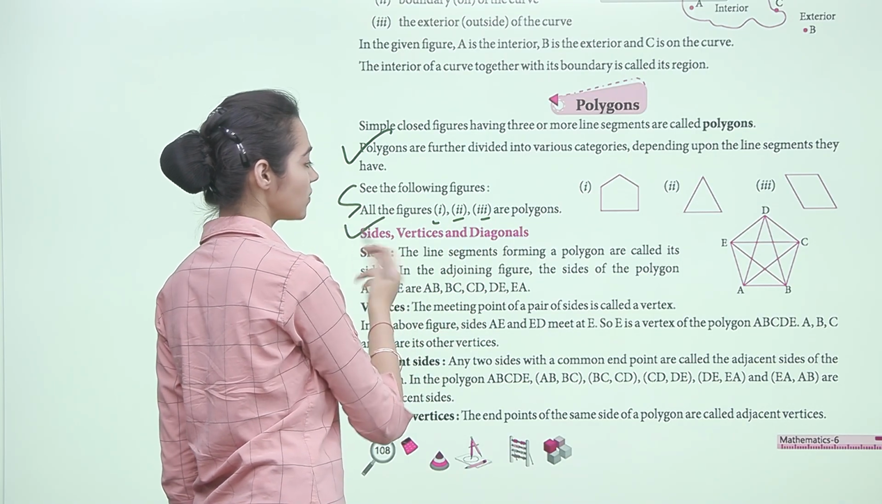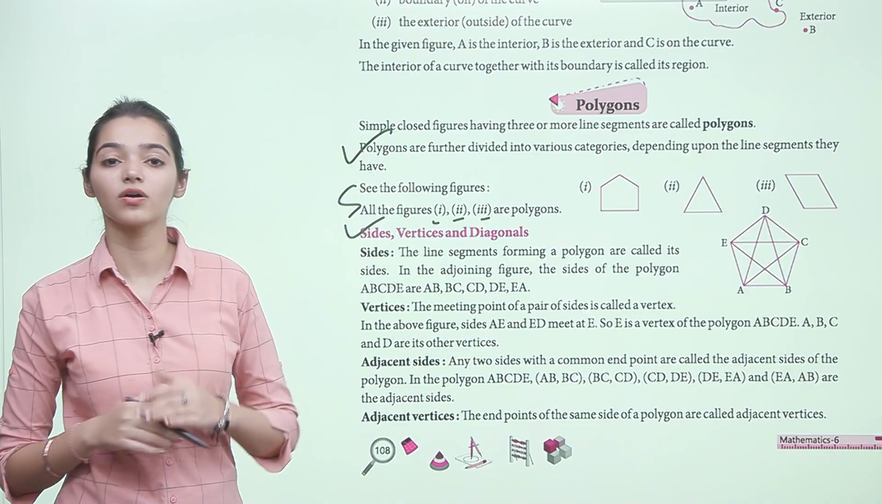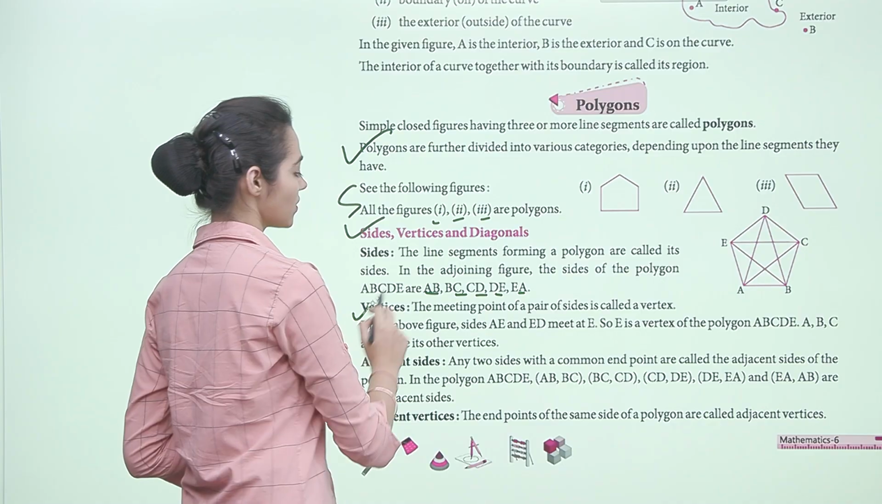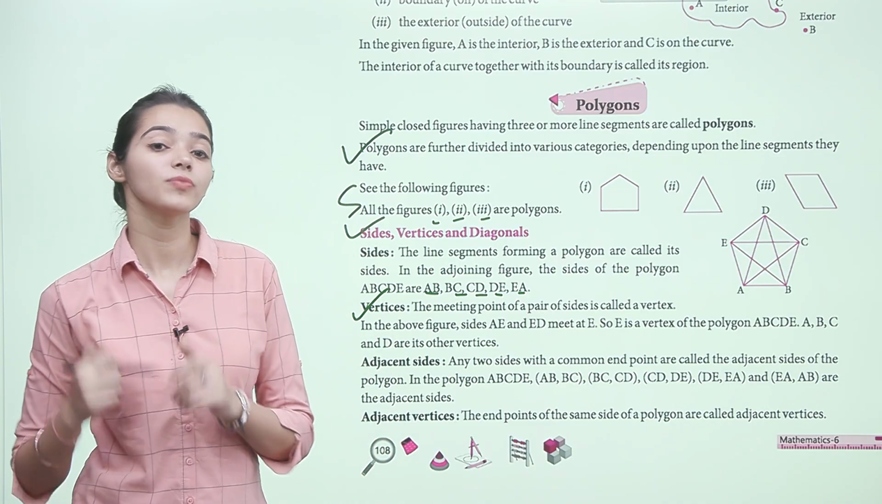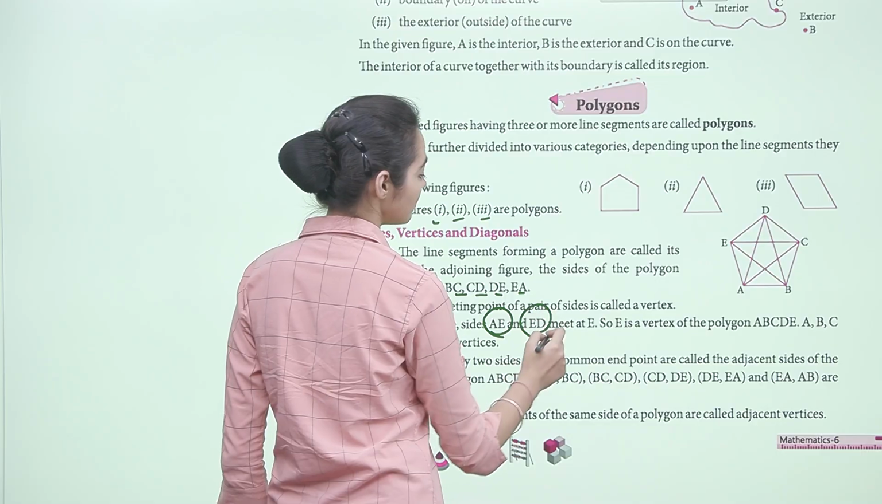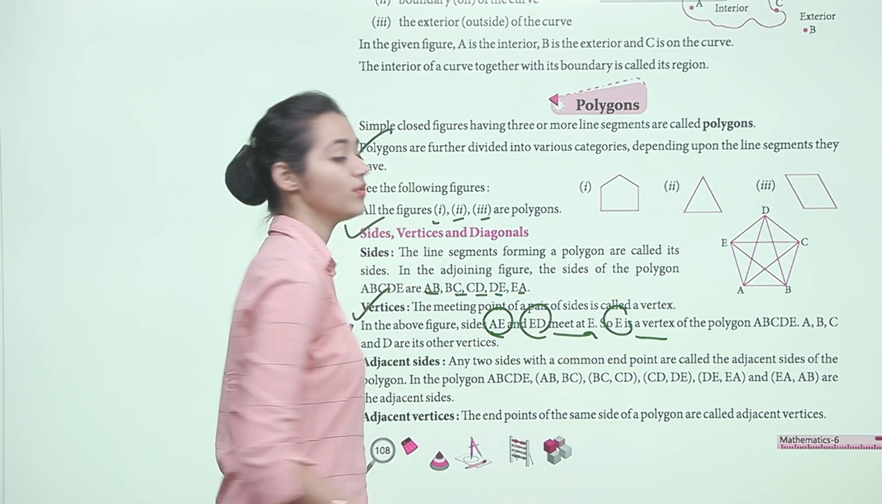Now let's look at sides, vertices and diagonals. The line segments forming a polygon are called its sides. So here AB, BC, CD, DE and EA are sides. Vertices: the meeting point of a pair of sides is called a vertex. So here the sides A and ED meet at E, so E is the vertex. So A, B, C, D and E are the vertices.